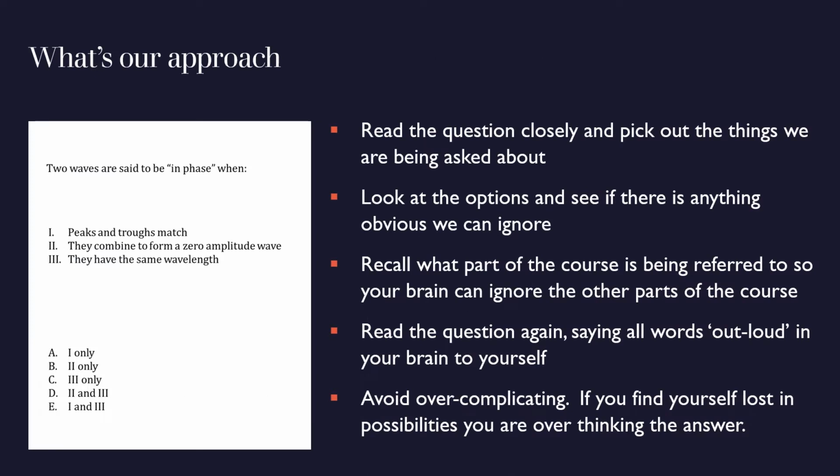So we're going to read the question closely and pick out the things we're being asked about. This is about waves and when they're in phase, obviously. Look at the options, see if there's anything obvious to ignore. Well, nothing obvious because they're just a combination of the options given. Recall that this is in the particles and wave part of the course, and read the question again slowly in your head to make sure you've read every word correctly. Avoid overcomplicating and getting lost. If your brain has gone to mush, just stop, take a moment and try reading it again.